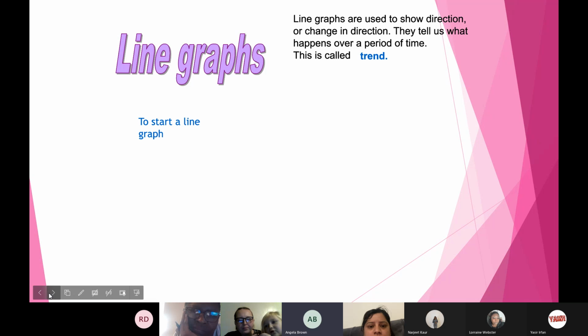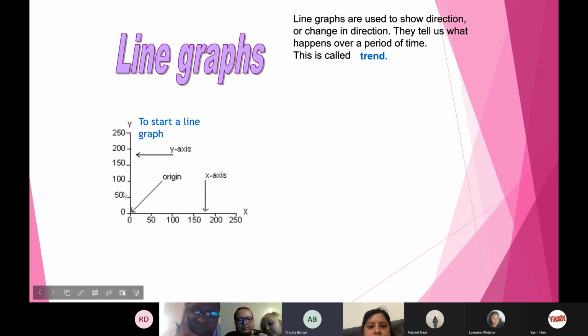Right, so to start a line graph, we do exactly the same thing. We have now our X and our Y axis.